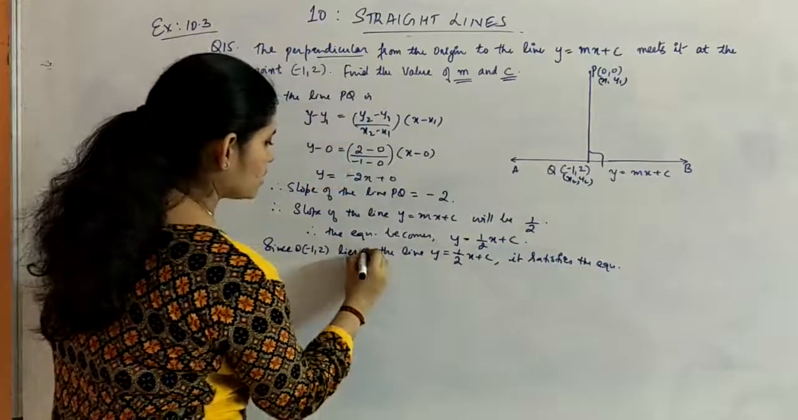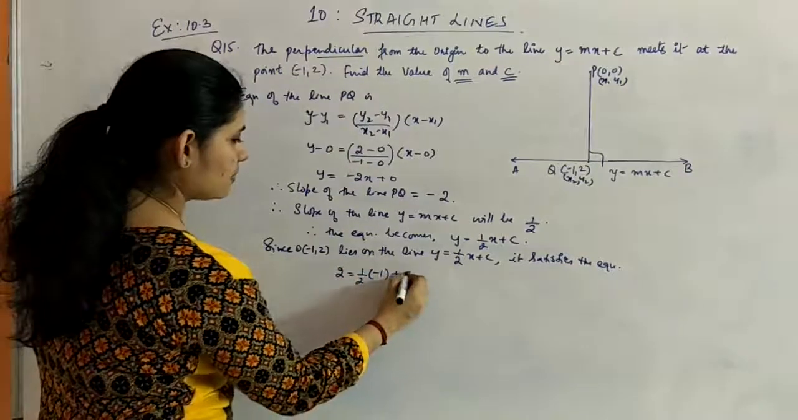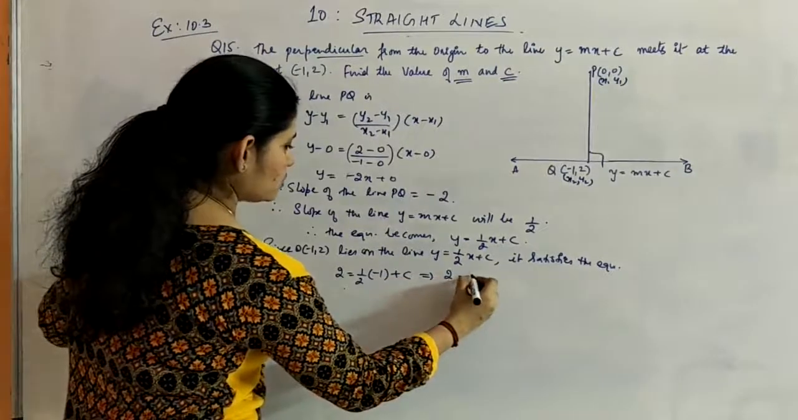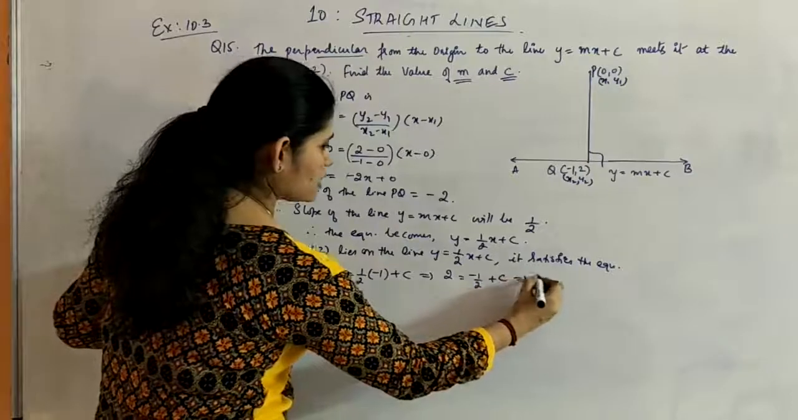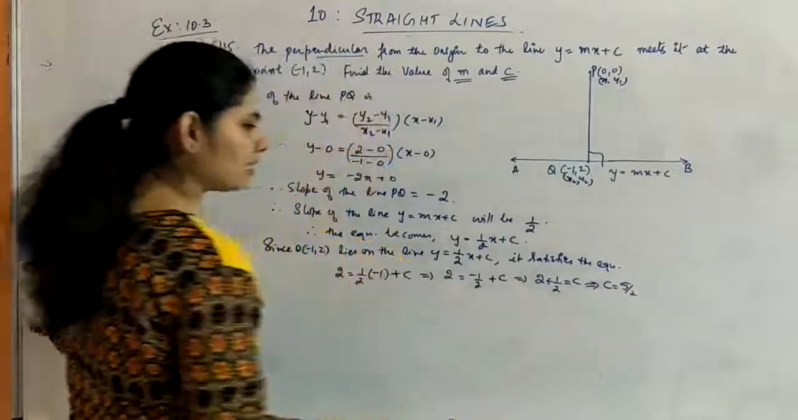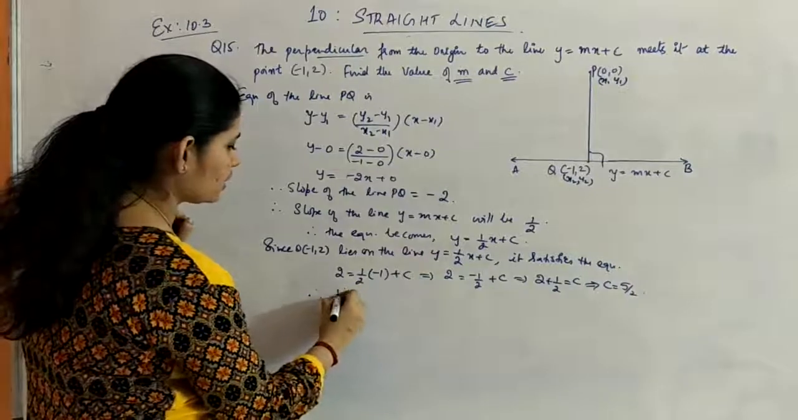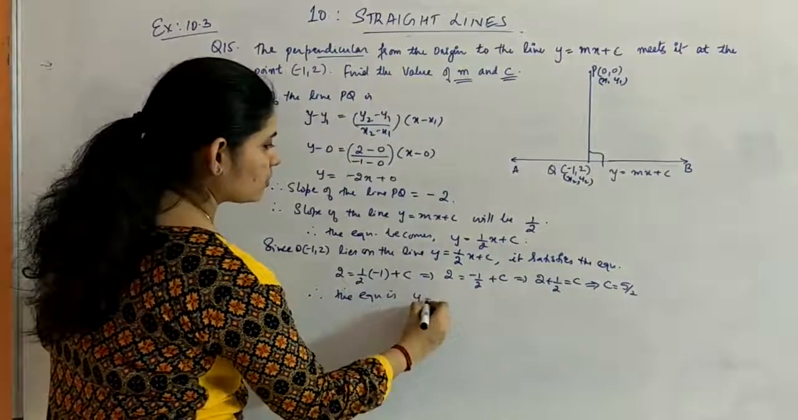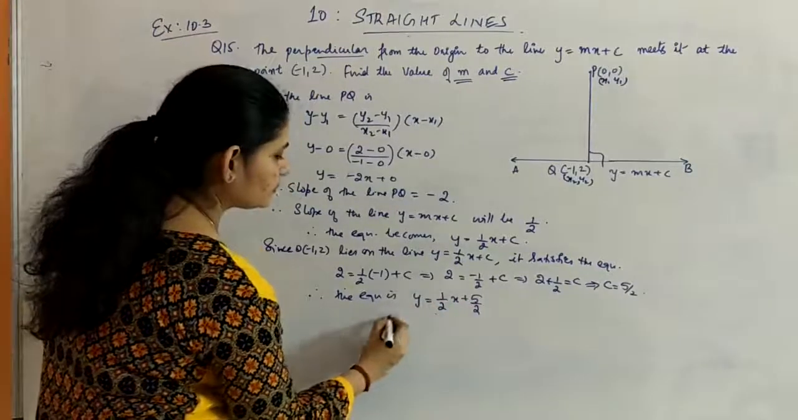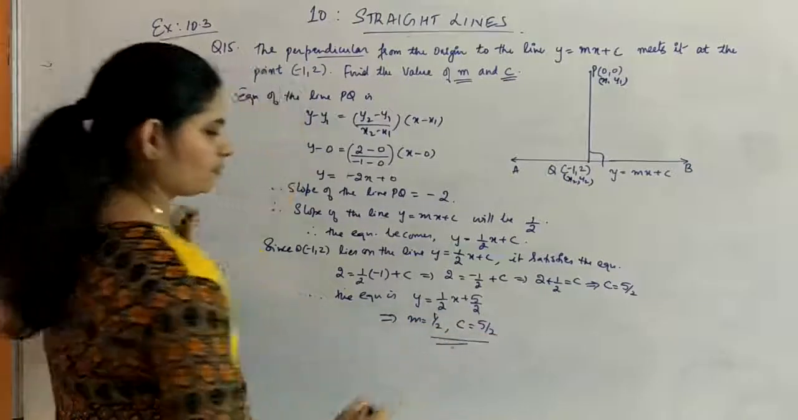So instead of y you can use 2 is equal to 1 by 2 x minus 1 plus c. So what you are getting, this will give you 2 is equal to minus 1 by 2 plus c, which is 2 plus 1 by 2 equal to c, or c is equal to 5 by 2. And this was the question, that is you need to find out what is m and what is c, or else you can just write, therefore the equation is y equal to 1 by 2 x plus 5 by 2. So this is your m, this is c. Implies m is equal to 1 by 2, c is equal to 5 by 2. Okay.